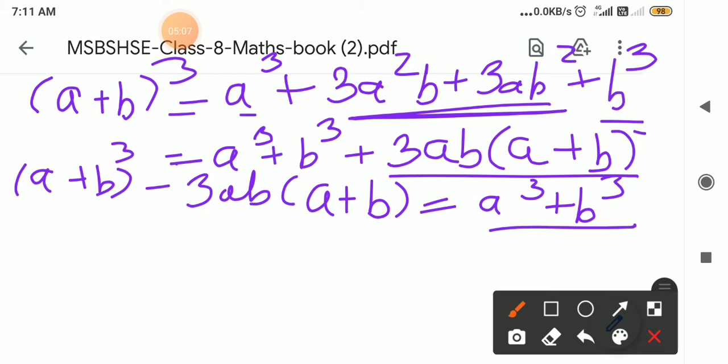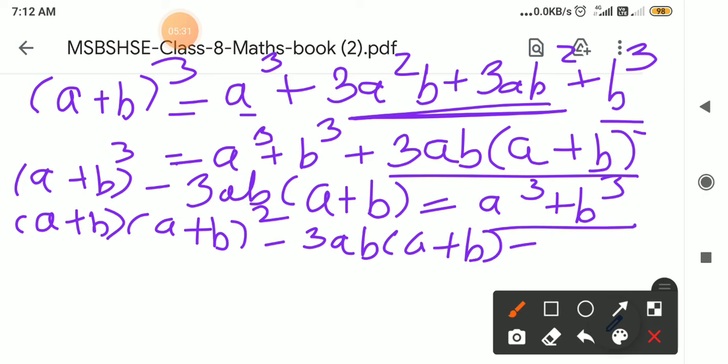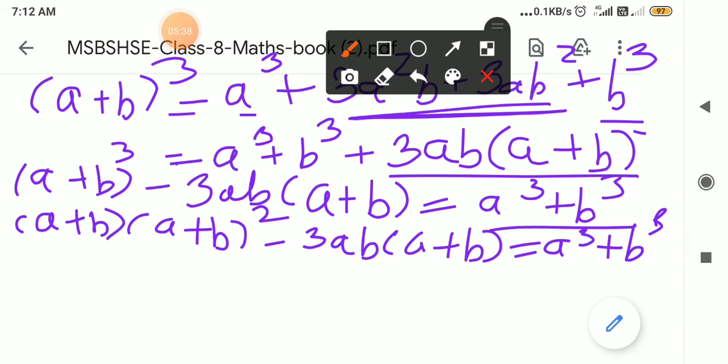Now the next step: this (a plus b) cube we will write in this way, (a plus b) and (a plus b) square. Clear? This multiplication of both brackets is (a plus b) cube only, and then minus 3ab into bracket (a plus b), and that equals a cube plus b cube. Till here any doubt?